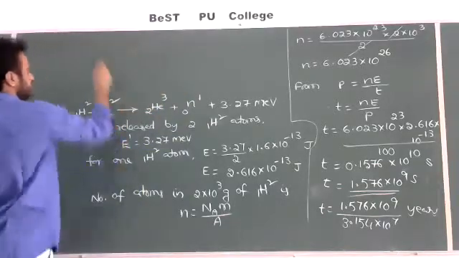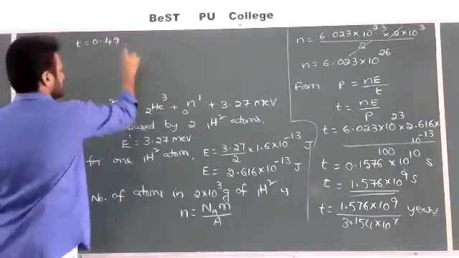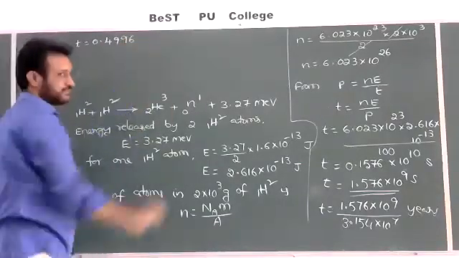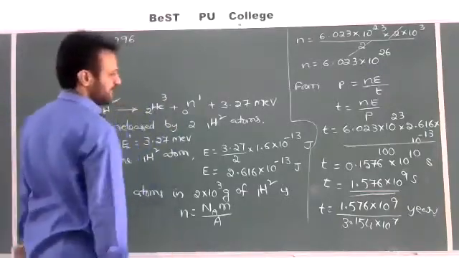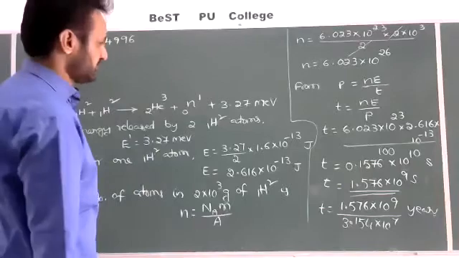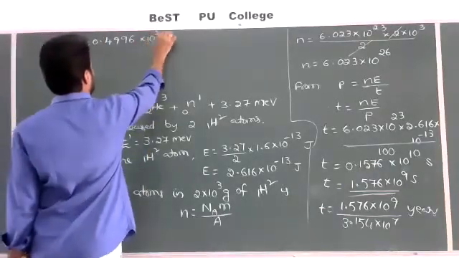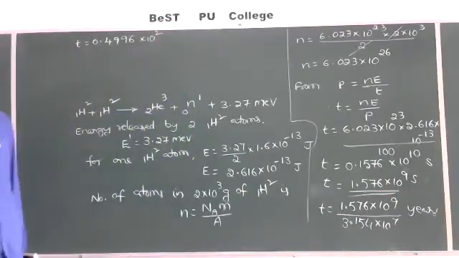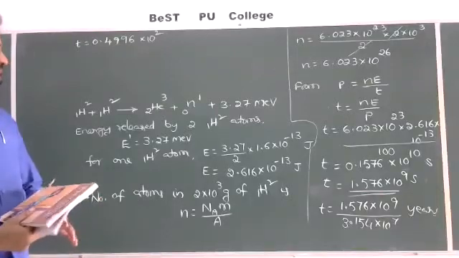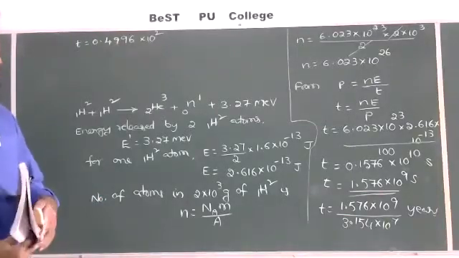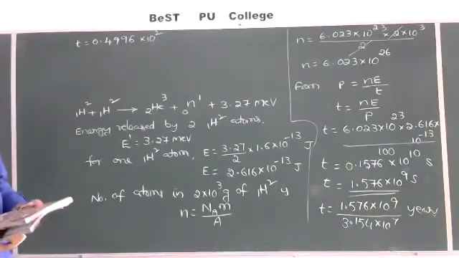So the complete value T is equal to 0.4996 into 10 to the power of 2, 10 to the power of 2, right? Once again, check the calculation values.